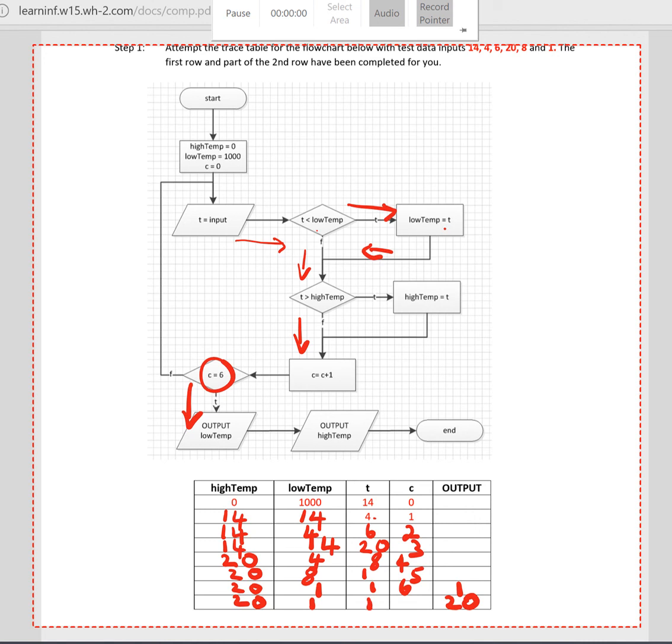I can leave these in because they're still there values, and that's the trace table completed.